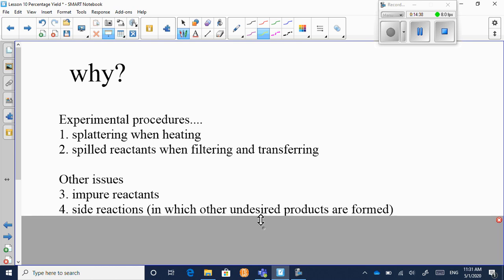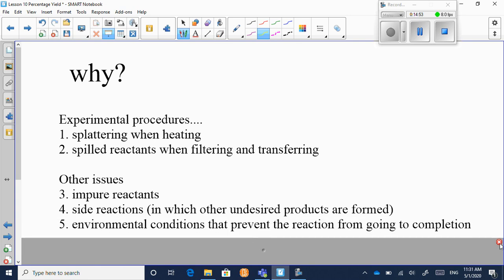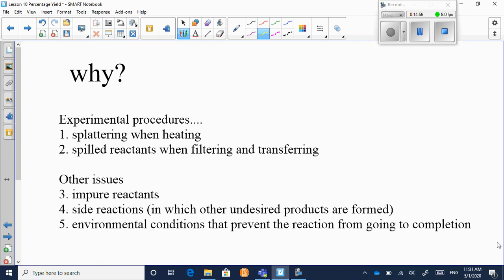and so the mass isn't completely accurate. Maybe there were some side reactions that took place, like as the reaction vessel started reacting, maybe there were some other things happening there that you didn't anticipate. And finally, maybe there were some environmental conditions that prevent the reaction from going to completion. In other words, maybe the pressure in the vessel increases too much and doesn't allow all of the reaction to occur, or maybe it's not warm enough for all the reaction to occur. So there are good reasons why you won't get 100% yield in chemistry.